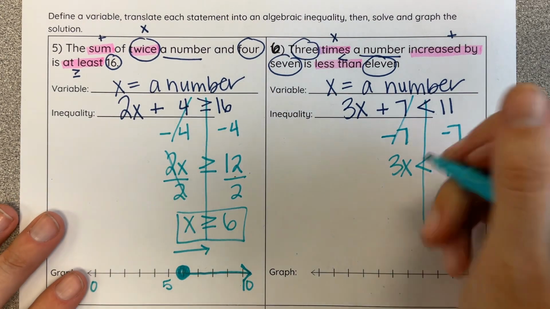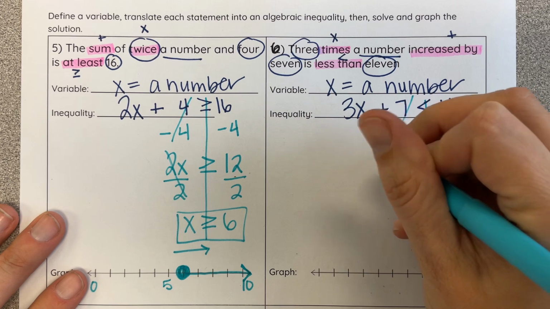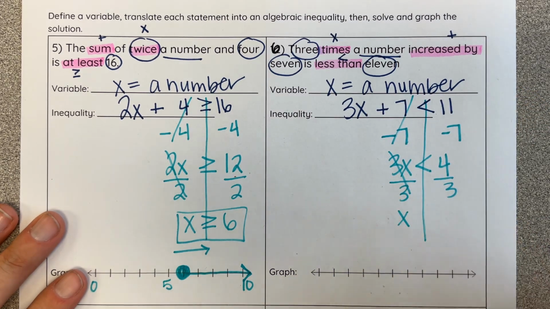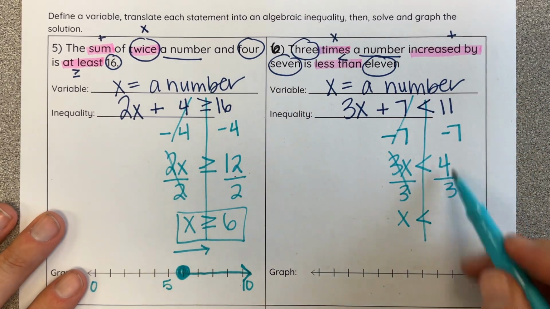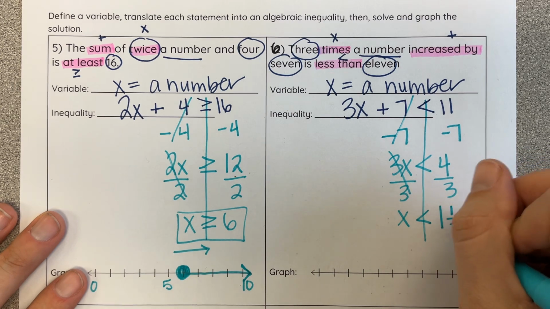Now, x is being multiplied by 3. I'm going to divide by 3. And this is a fraction. I'm just going to simplify that into a mixed number, 1 and 1/3.